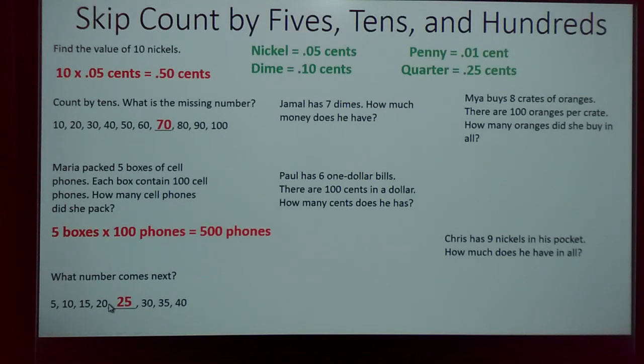Now, let's look at Jamal. Jamal has 7 dimes. How much money does he have? Well, we know that a dime is worth 10 cents, right? And he has 7 of them. So you just say 7 times 10 gives you 70 cents.